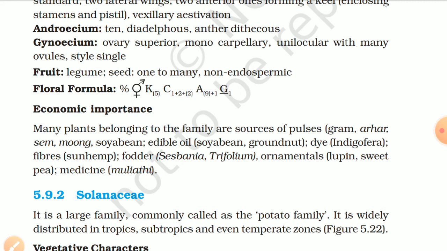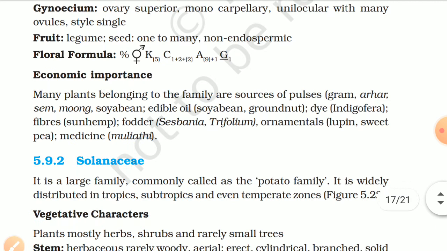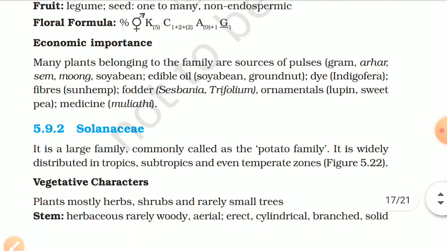Floral formula. Economic importance: many plants belonging to the family are a source of pulses: gram, arhar, sem, moong, soybean; edible oil: soybean, groundnut; dye: indigofera; fiber: sun hemp; fodder: sesbania, trifolium; ornamental: lupine, sweet pea; medicine: mulethi.